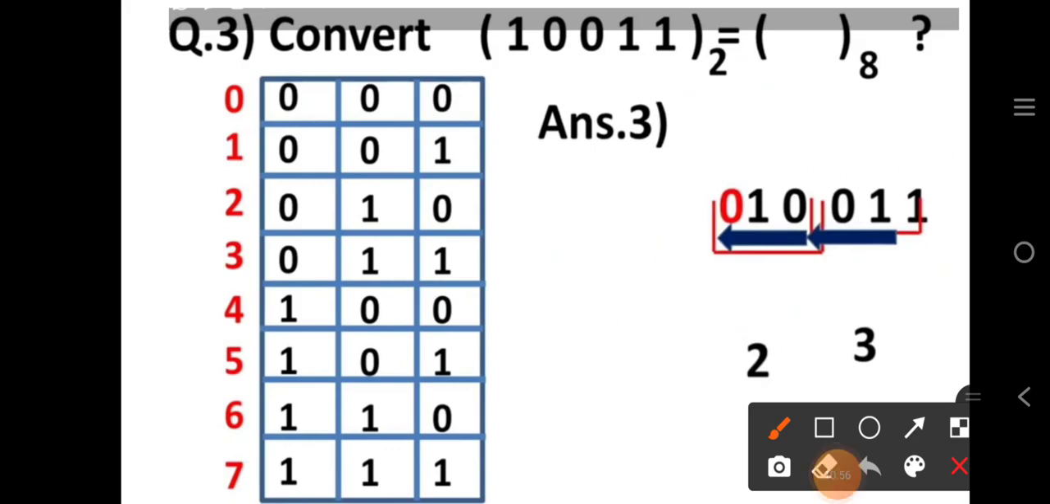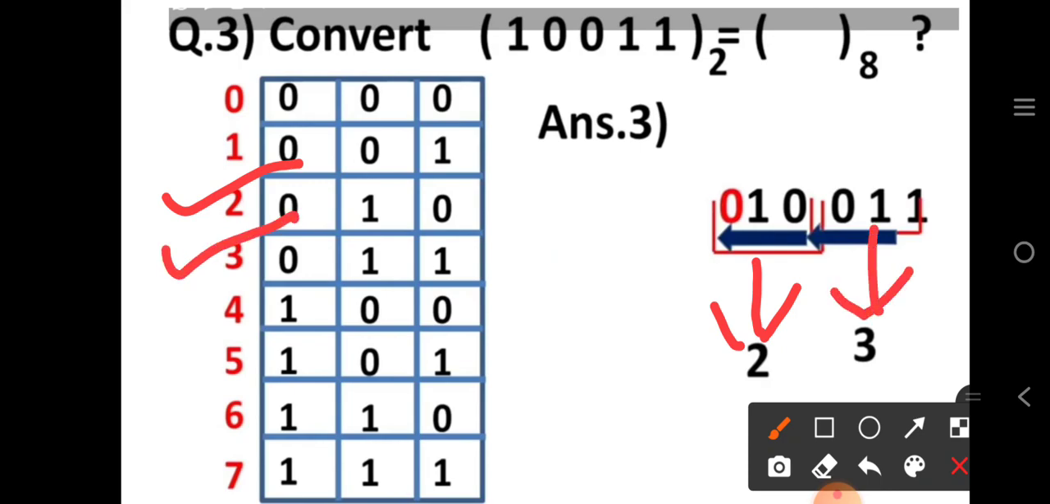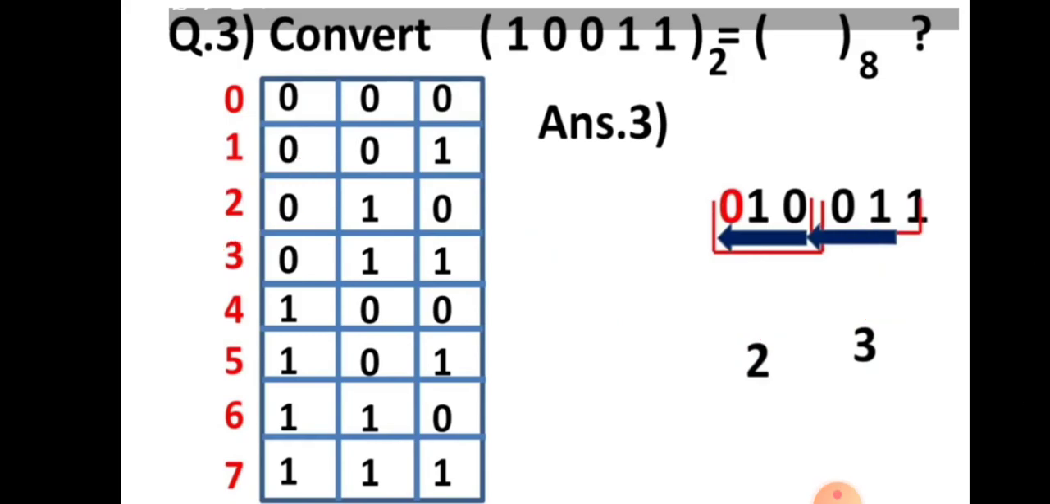Now we can use the table and write the code for 010. Where we find 010, it is for the digit 2. So we write 2 for 010. The second group is 011. Where it is 011, it is the binary number for 3. So we can write 23 as the octal number for the conversion of the binary number 10011.